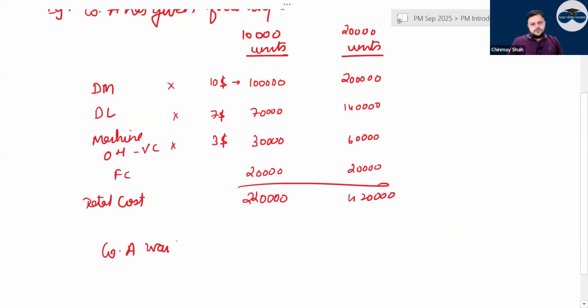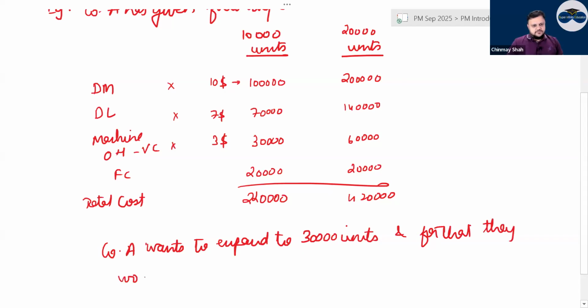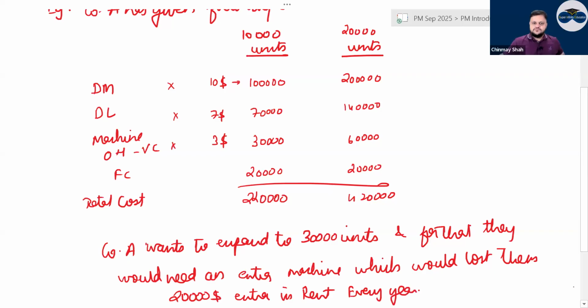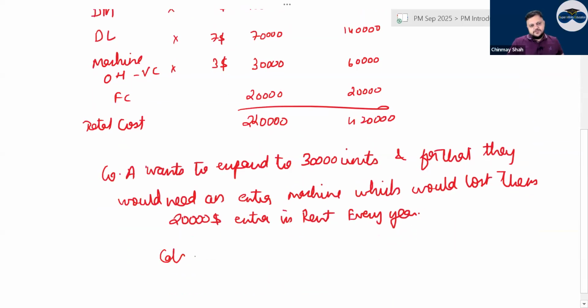Company A wants to expand to 30,000 units, and for that they would need an extra machine which would cost them $20,000 extra in rent every year. Calculate total costs.